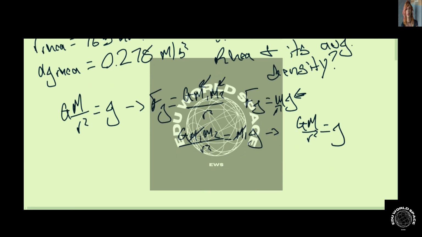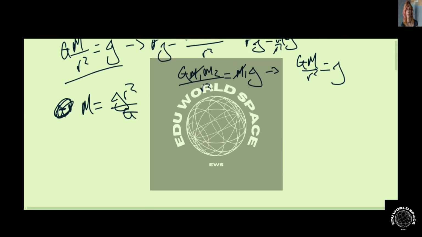So anyways, you take that and we're given the radius of Rhea and we're given the acceleration due to gravity on Rhea. So that means that we can rearrange this formula to solve for the mass pretty easily. So we just take this, multiply by r squared and divide by g. So all we got to do now is plug our numbers in.